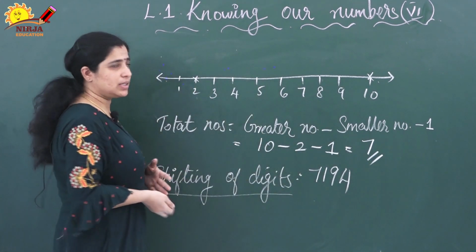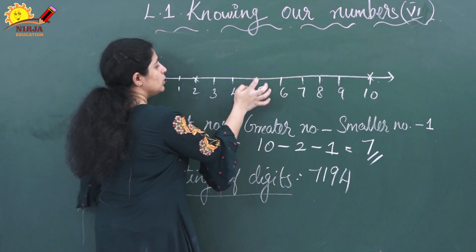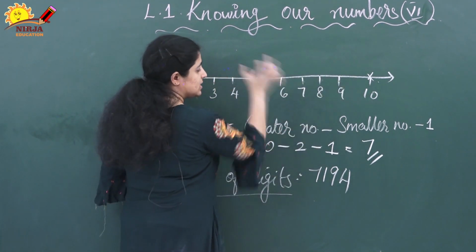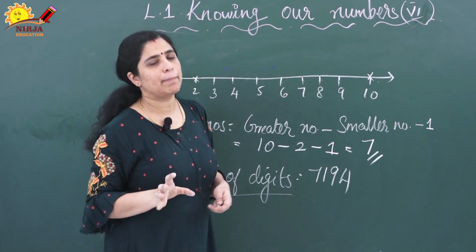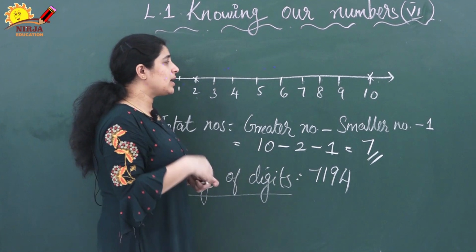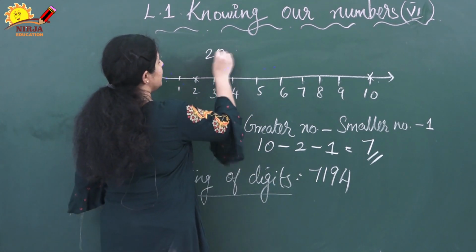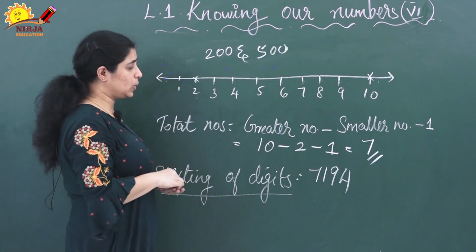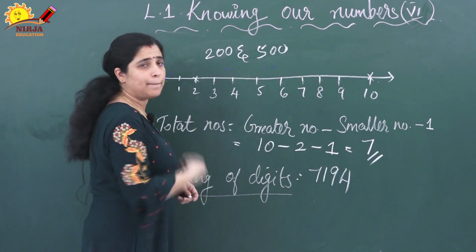We will see whether this is right or not. We can calculate this also: 1, 2, 3, 4, 5, 6, 7. Yes, this is right. But this is the smaller one. I told you the number line is very small. Suppose they are asking you to find the numbers in between 200 and 500. How can you calculate? You can calculate by this same method only, you can apply this.